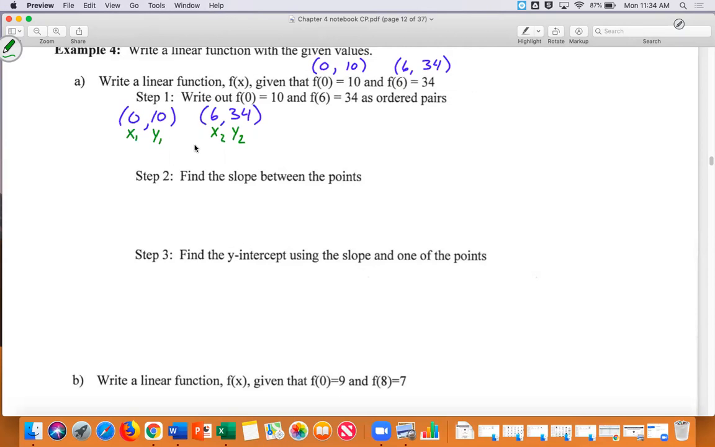It's m equals y2 minus y1 over x2 minus x1. So we're going to go ahead and write that: m equals y2 minus y1 over x2 minus x1.